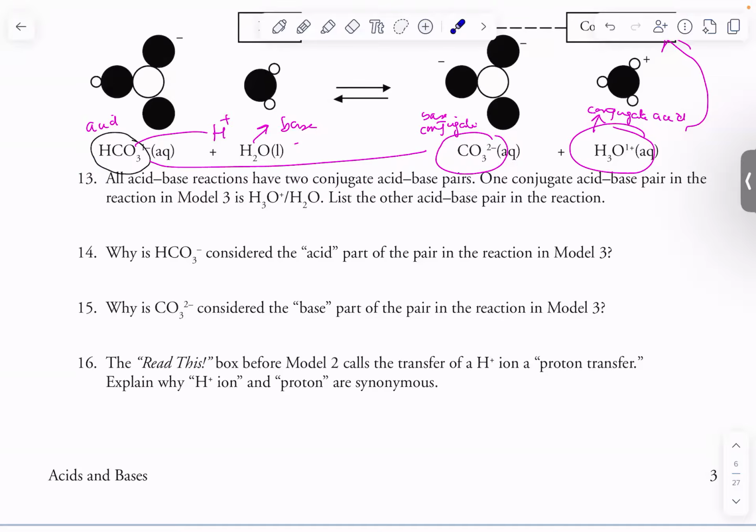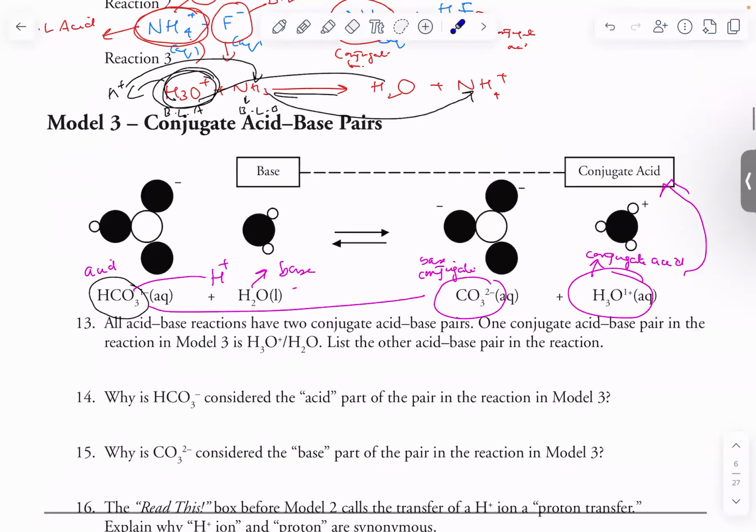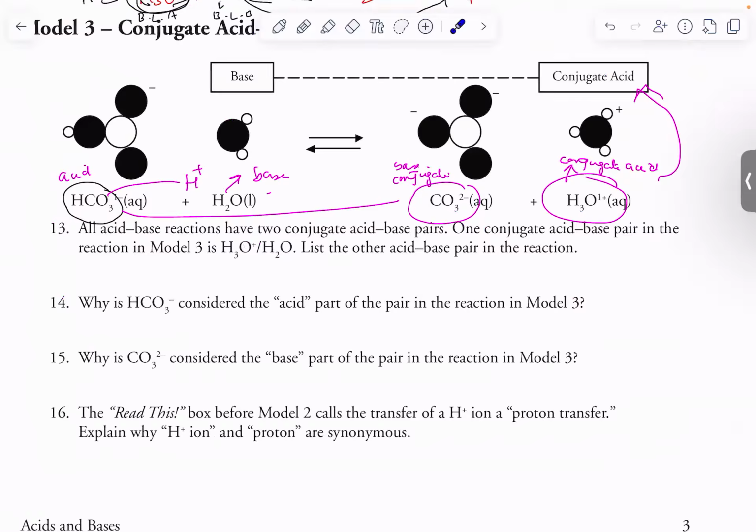Okay, so in Model 3, they listed H3O plus and H2O. The other one is HCO3 minus and CO3 2 minus. Well done, well done. So HCO3 minus and CO3 2 minus. I hope you have got it. They have given this pair. Have a look. So which pair is left? This pair.